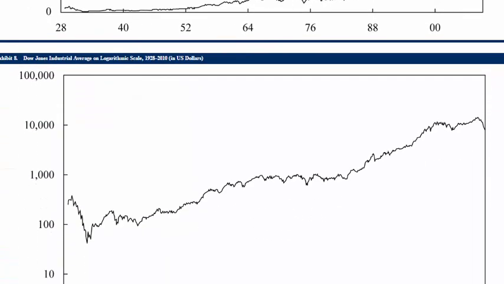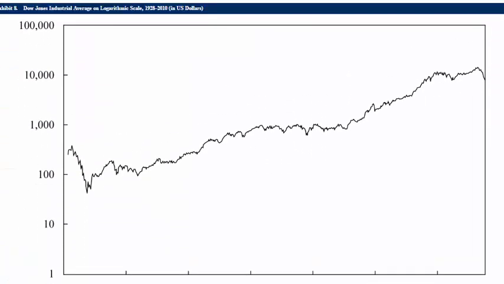So just very quickly capturing from the text, you can see the exhibit was the Dow Jones Industrial Average on a linear scale from 1928 to 2010. So you can see this is a linear scale is what we're often familiar with regards to security indexes over a long period of time or with individual security prices.